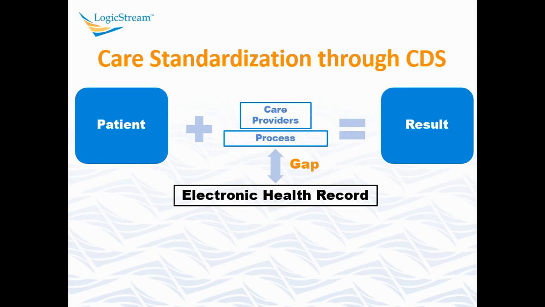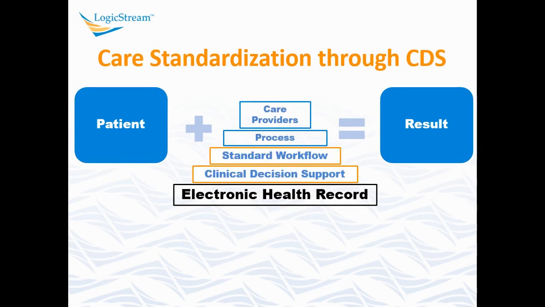rate of VTE. They actually were a fair amount below the national average. They had about a 1.5% rate prior to this intervention taking place, and it dropped to 0.5% after the CDS was in place.